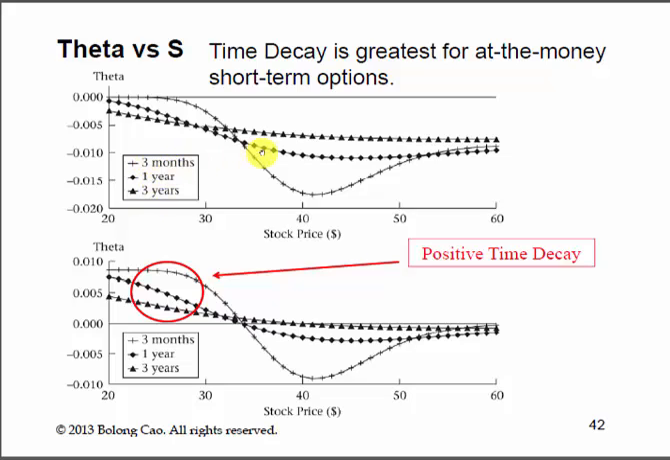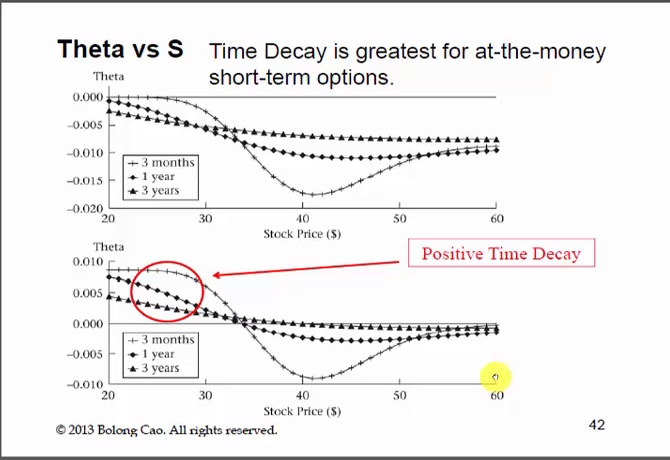This is the expiration. Okay, so the horizontal axis gives us the stock price, and look at this one. We notice if the underlying is at the money and the time to expiration is short, 3 months here, it has very negative theta. The time decay is greatest.